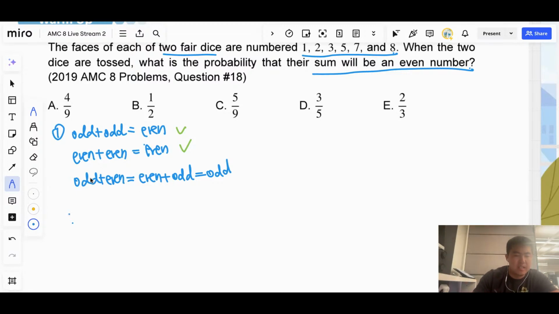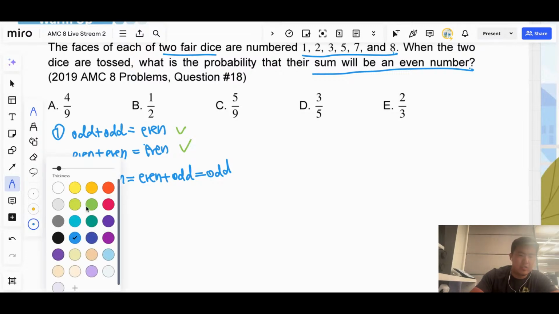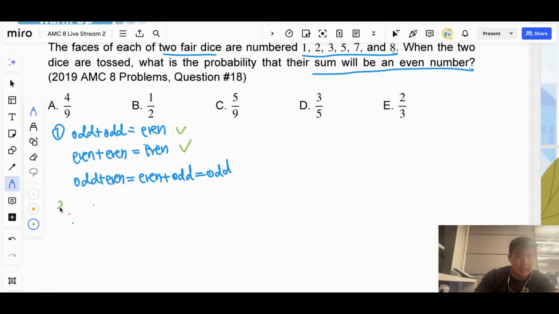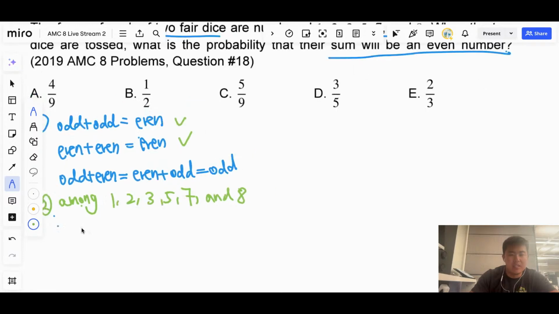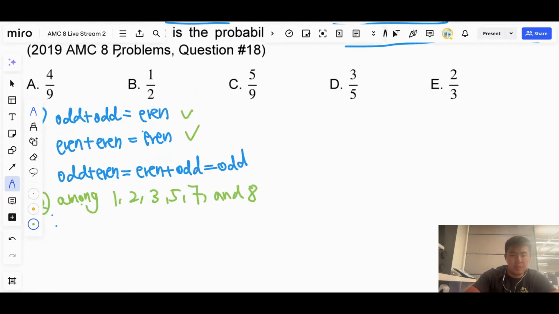So after understanding this, we are really halfway through solving this problem. For the second step, among the given numbers 1, 2, 3, 5, 7, and 8, these are the 6 numbers provided. What are the even numbers? Let's list them. All right, let me zoom out a little bit.